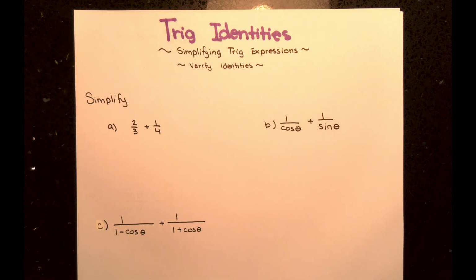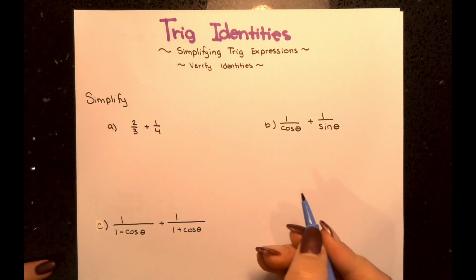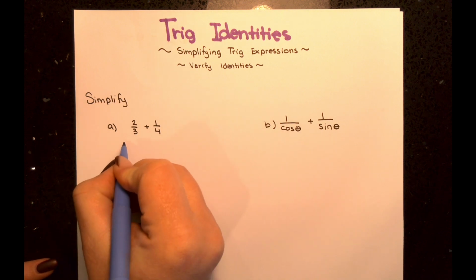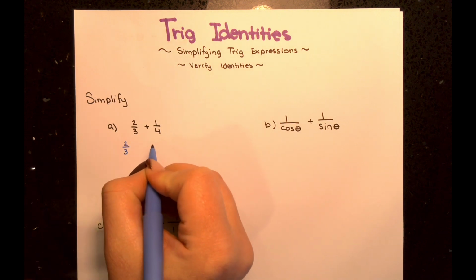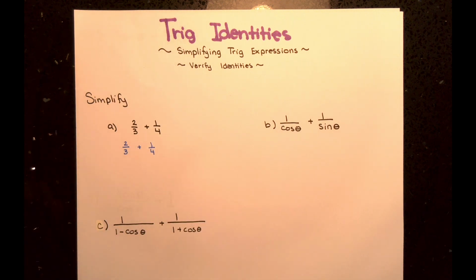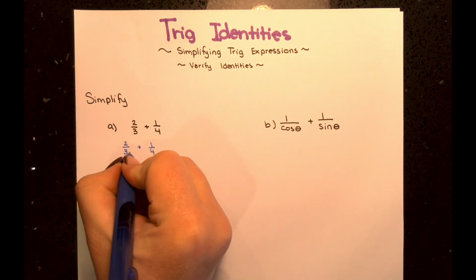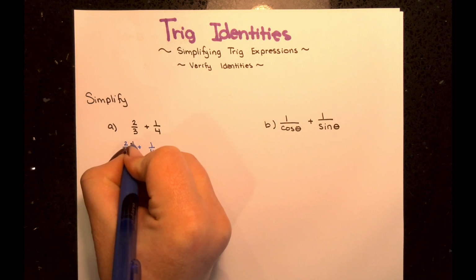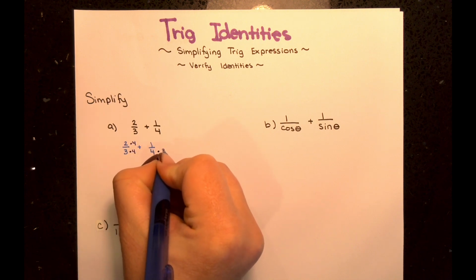Let's say we have 2/3 plus 1/4. Now, when we are adding fractions, we need to have common denominators. So what I'm going to have to do is multiply 2/3 and 1/4 by something that will give us the same denominator. So 2/3 will be multiplied by 4. 1/4 will be multiplied by 3.